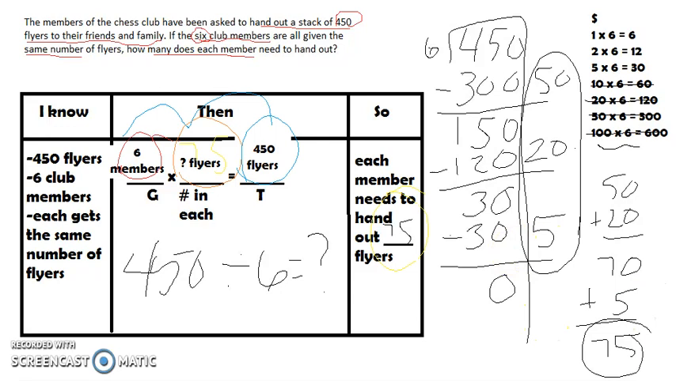The last thing I need to do is double check that my answer makes sense. To do this, I look and I see, okay, I had 6 people, and each of those people are getting 75 pieces of paper. Well, that makes sense because my number was supposed to get smaller because I was dividing up that 450. So it seems like a reasonable answer.